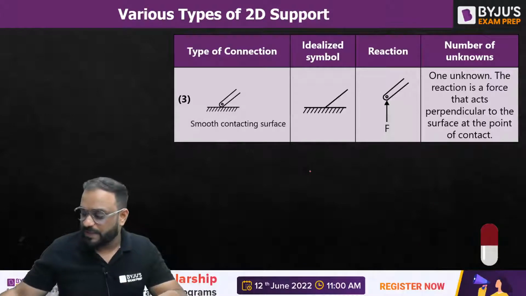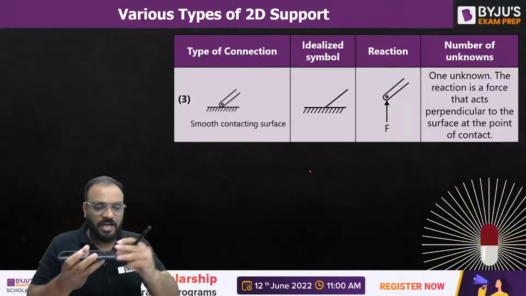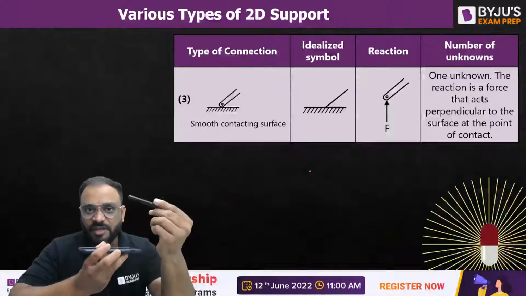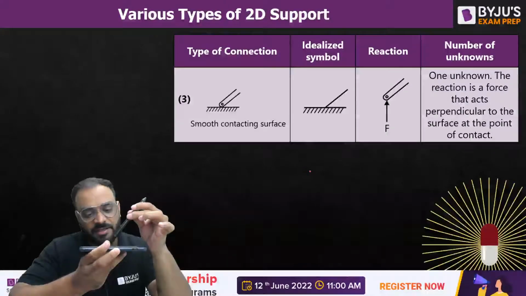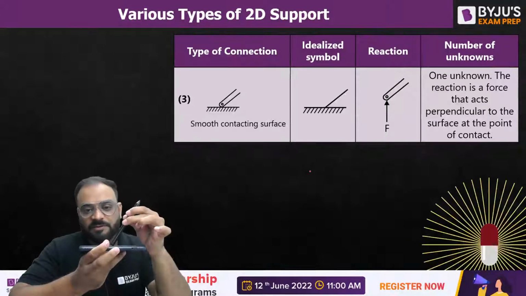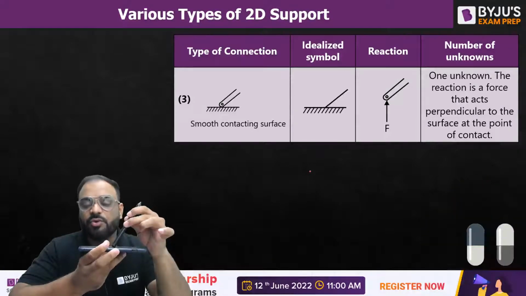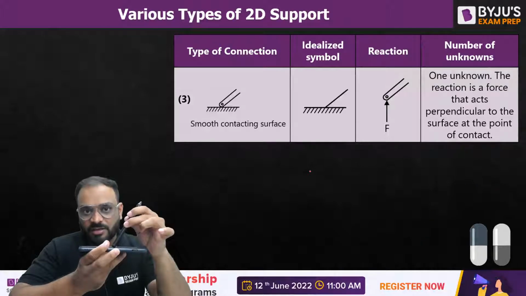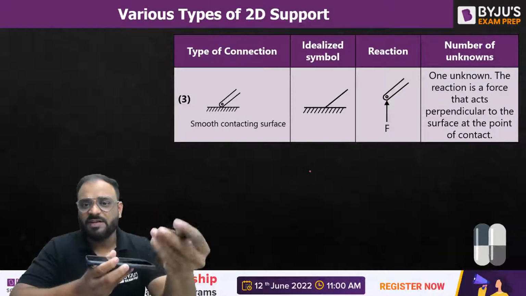Now let us suppose, guys, this is a smooth surface, and let us consider this is the free end of a member, and if I place it on this particular surface like this, correct? Now what will happen? We know that this surface is a smooth surface. It doesn't have any kind of friction. So definitely it will produce only a single reaction, right? So let me show you that, which is basically a vertical one.